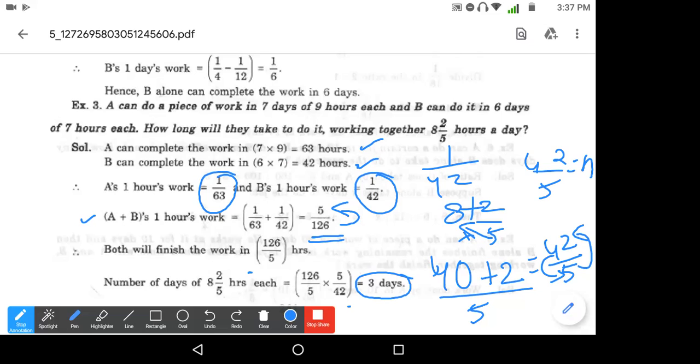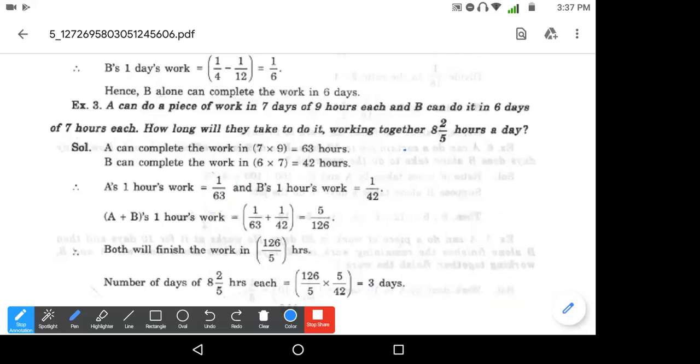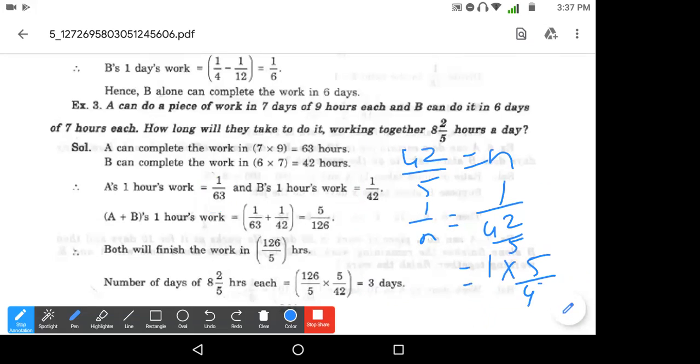1 by 42 by... okay, let me clear this. If 42 by 5 is equal to N, then 1 by N is 1 by 42 by 5, which is nothing but 1 into 5 by 42. Right? So that is why we reverse the fraction and multiply it with this, and we get the answer as 3 days.